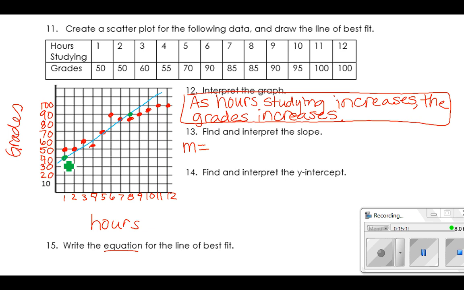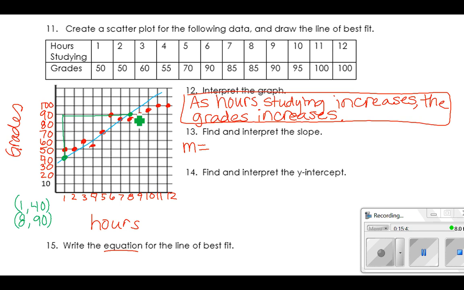So I can use those 2 points, (1, 40) and (8, 90). And I can plug those into y2 minus y1 over x2 minus x1 and get the slope. Or I can draw a right triangle and count to find the m.